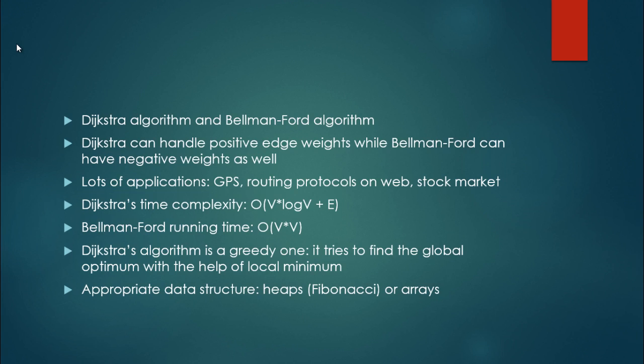Dijkstra's algorithm is a greedy one. It tries to find a global optimum with the help of local minimums. An appropriate data structure for this is the heap data structure, or we could use arrays, but heaps are much more popular. For example, binary heaps are good, but a well-implemented Fibonacci heap is the winner. With the help of a Fibonacci heap, we can make sure that Dijkstra's algorithm will run very, very fast.